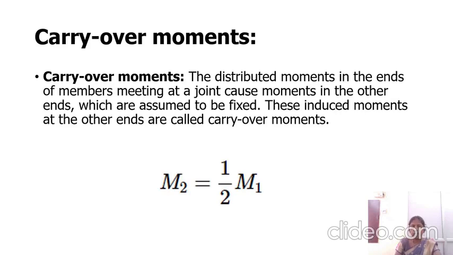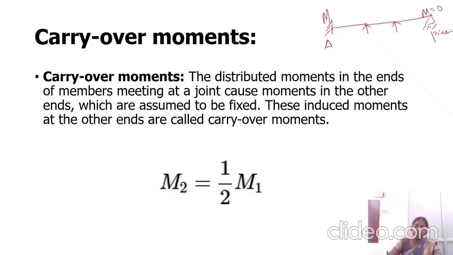Now the carryover moment. Carryover moment means, for example, if you are considering the problem like this, and considering one end simply supported for better understanding. Okay. This end is actually a fixed support. So definitely there will be some moment. Okay. But this end is a pinned support. Here the moment should be equal to 0.